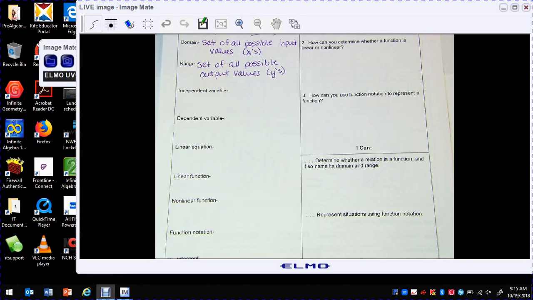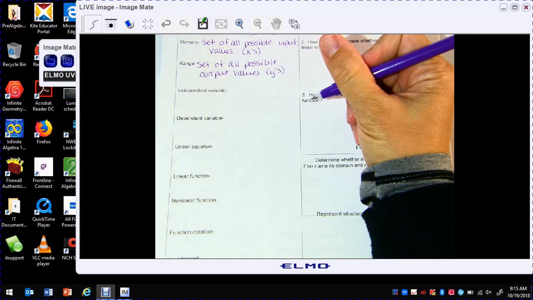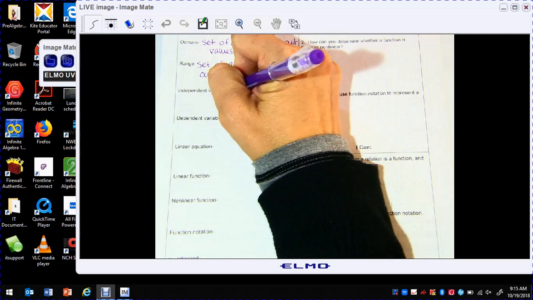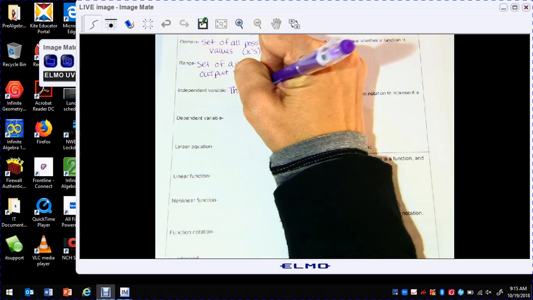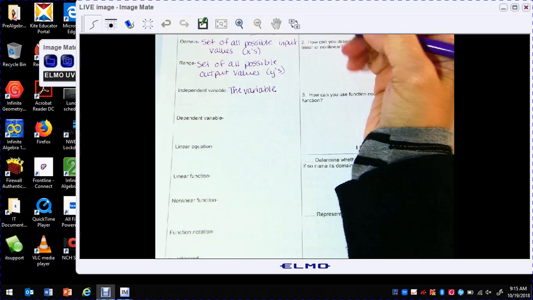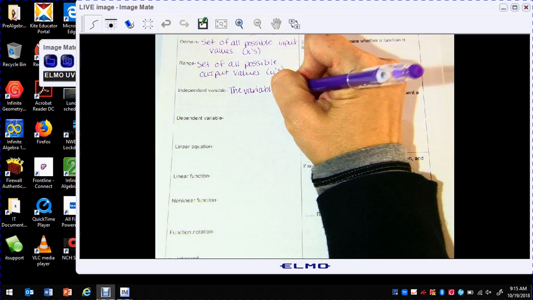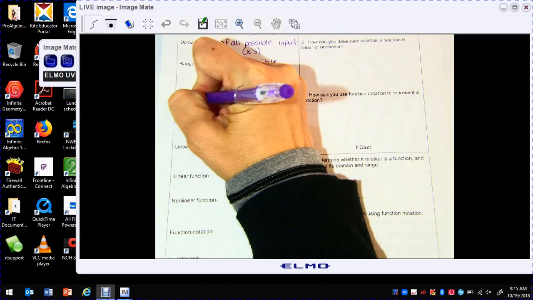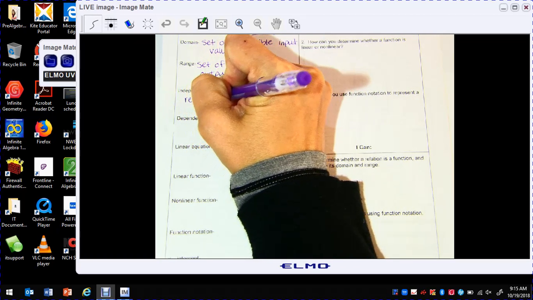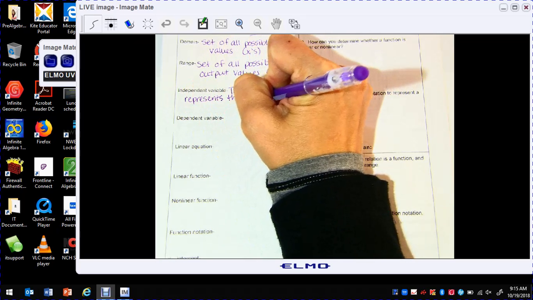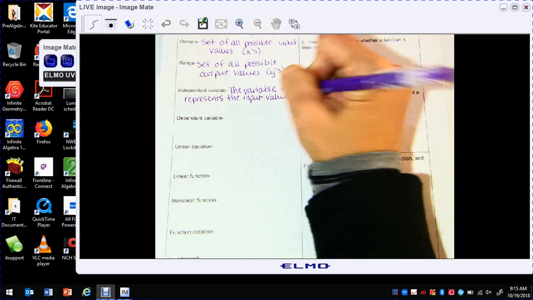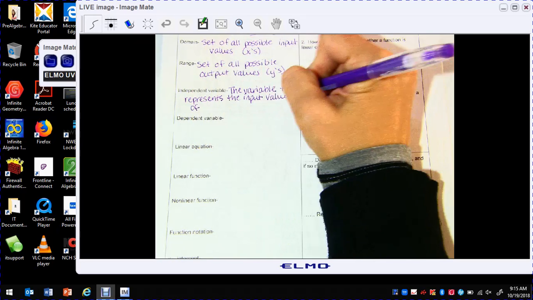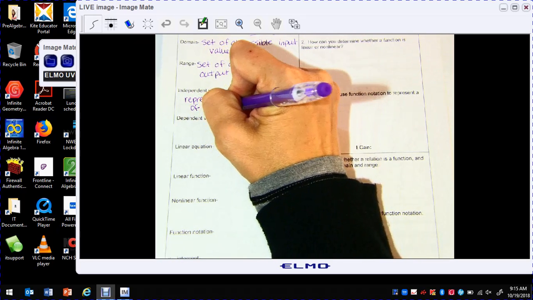Okay, these are the notes for algebra unit 3. We're going to talk about independent and dependent variables. The independent variable is the variable that represents the input values of a function. Okay.